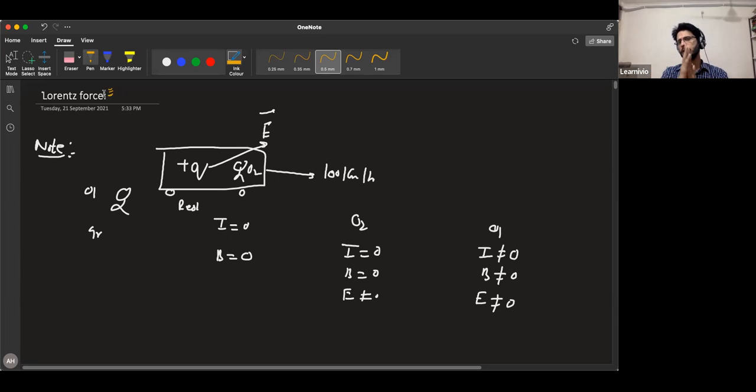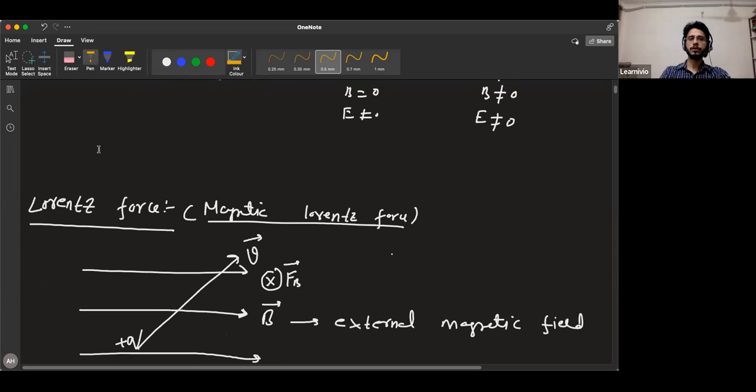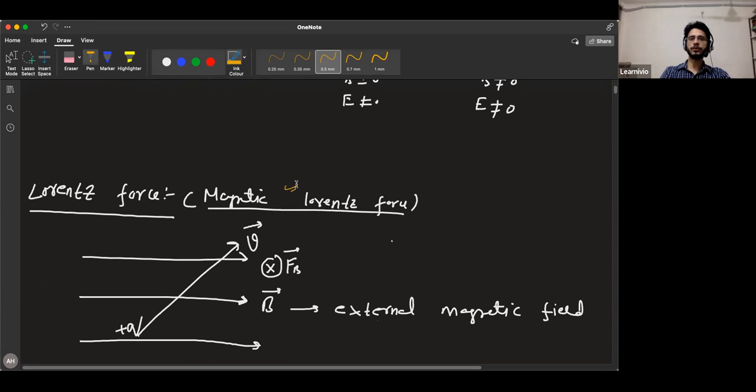So we have two types of Lorentz forces. One is magnetic Lorentz force, means when you have only magnetic field, and another is the Lorentz force, which is in the presence of both electric field as well as magnetic field. So first of all, we will do magnetic Lorentz force. Magnetic Lorentz force means your charged particle is moving in magnetic field, and this charged particle will experience some force. That's magnetic Lorentz force.